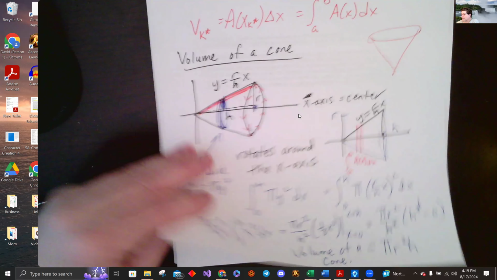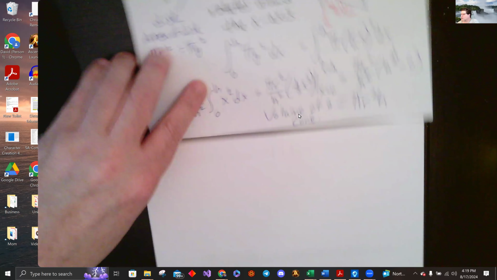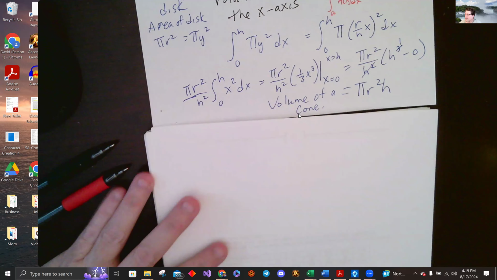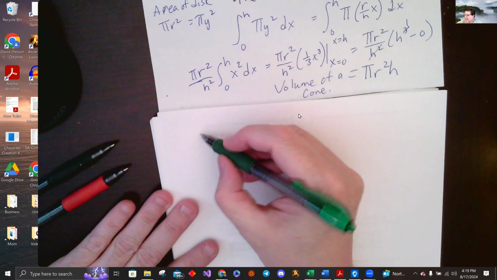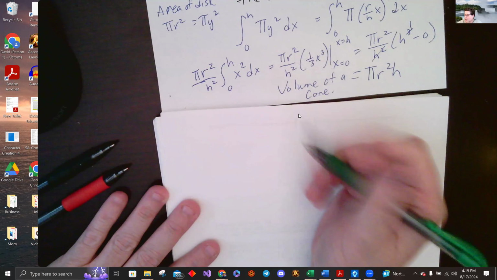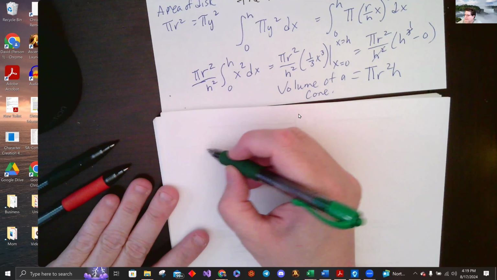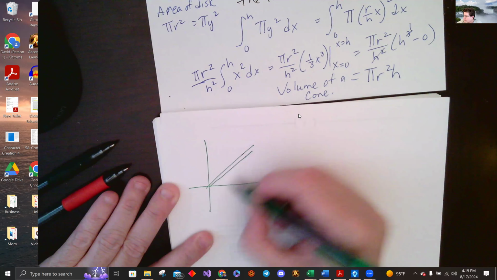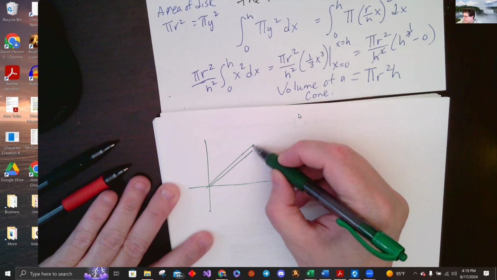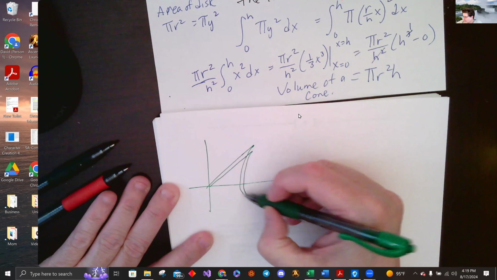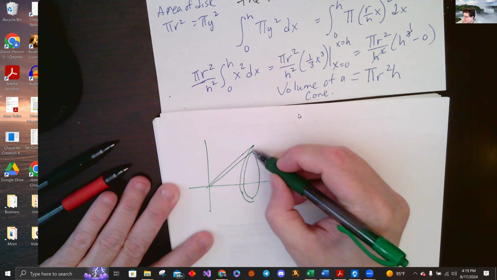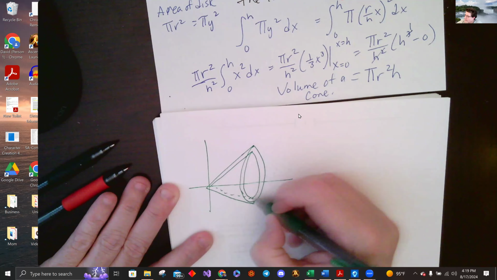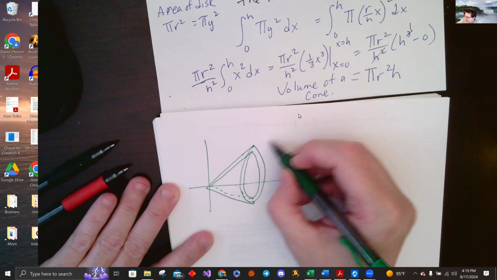The washer method, we'll do some examples in class, but the washer method involves, maybe I'm just going to sketch it here, but we're not going to do a full problem. Let's just say I had the waffle cone part of the ice cream cone. I've got a width here. This is my waffle cone.